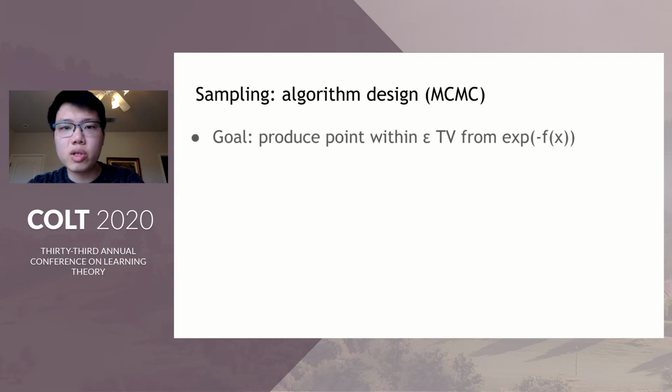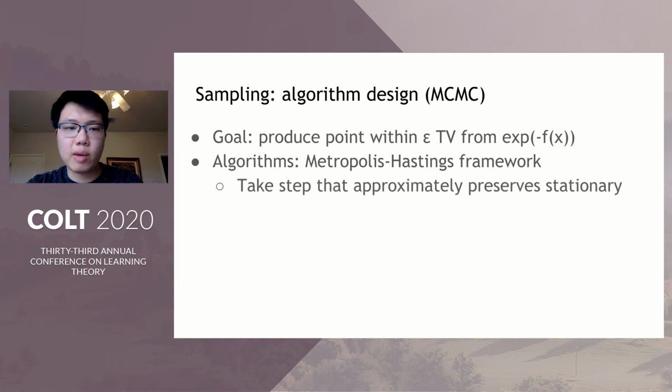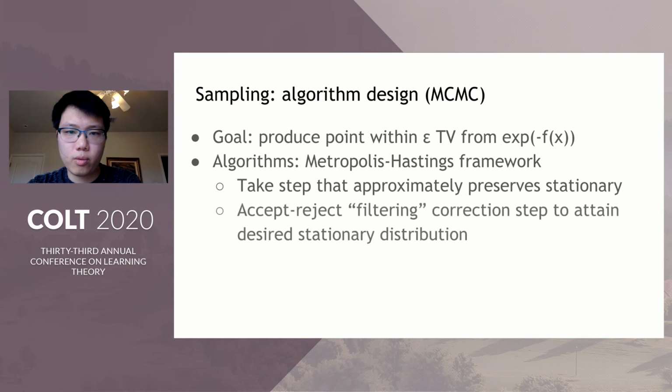So I'll remind you that the goal is to produce a point within epsilon total variation distance of some density that looks like exp of minus f of x. And most algorithms in the high accuracy regime follow what's known as the Metropolis-Hastings framework, as does ours. And here you want to take a step from your current point that approximately preserves the stationary distribution, which is this target. And then you apply a filtering correction step to exactly obtain this target distribution. And I won't talk too much about the second step because it's standard. But the goal of the first step is to make sure that this filtering does not filter too often.